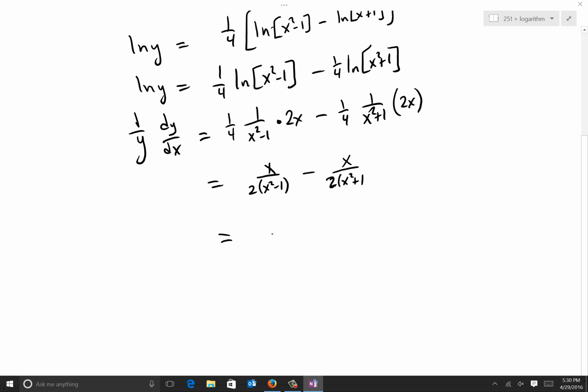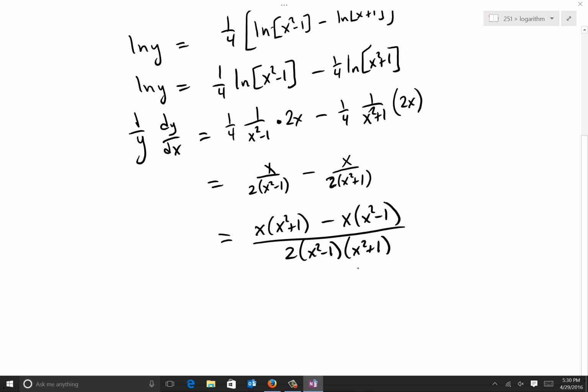And I could take it a step further, get a common denominator, which means that this one would need an x squared plus 1. And this one would need an x squared minus 1. The bottom would just be this times this. And so I'd end up with x cubed plus x minus x cubed plus x over this.